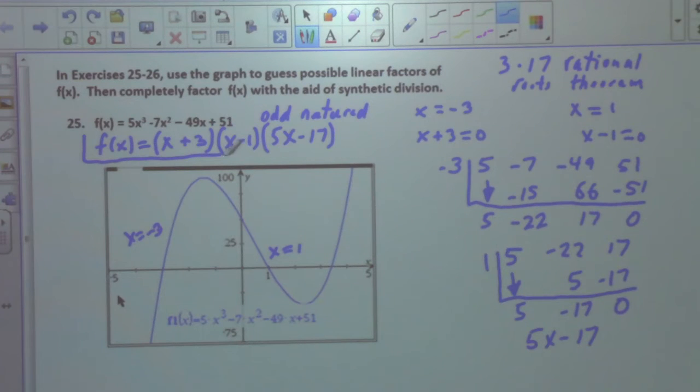Now, what is the value of the 0 here? Because it looks like it's kind of between 3 and 4. Yep. So if we set 5x minus 17 equal to 0, what's our 0 going to be? 3.4. Yeah, so we divide 17 by 5, we get x is equal to 3.4 if you decimalize it. And does that look about right? Yep. For a graph? Yeah, it does.